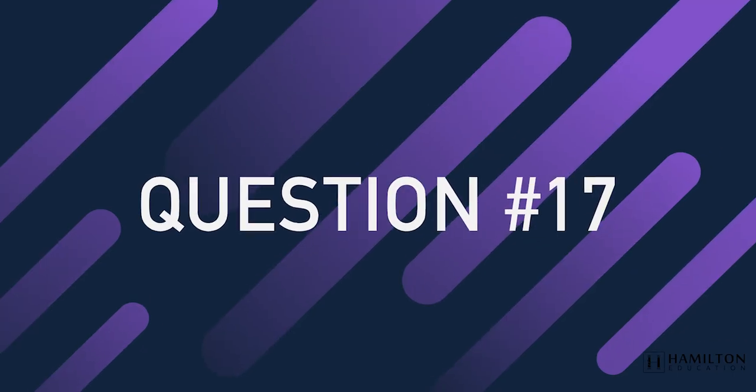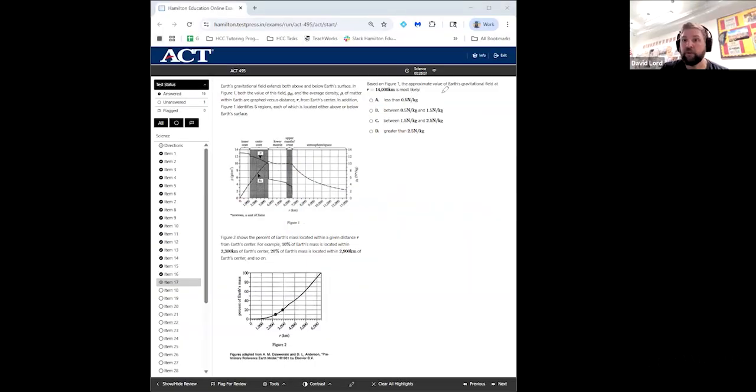All right, question number 17. Based on figure 1, the approximate of the Earth's gravitational field at 14,000. So if you've been taking physics 1 or physics C mechanics, you might be like, oh, it's 9.8. But at 14,000, it's further from the Earth, so the gravity could be less. And more importantly, you want to look at this graph, the gravity curve.